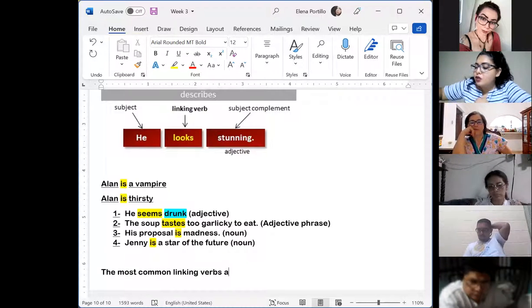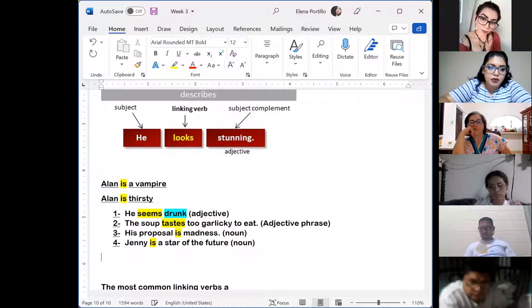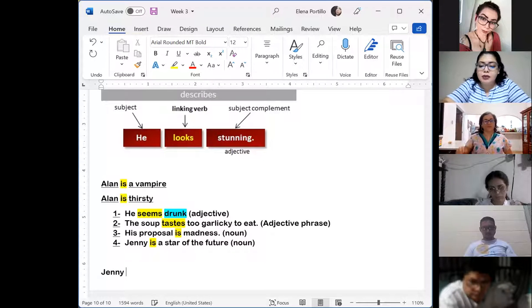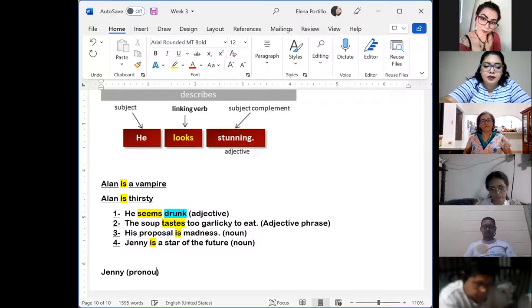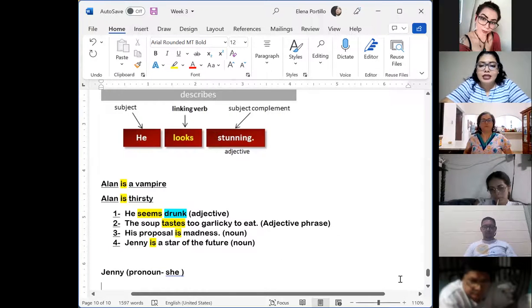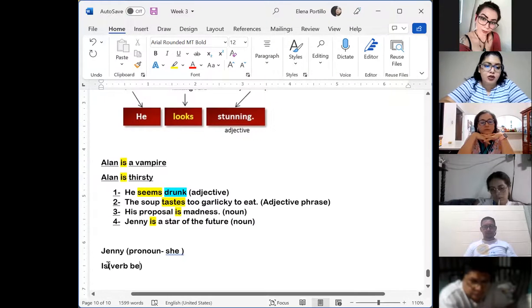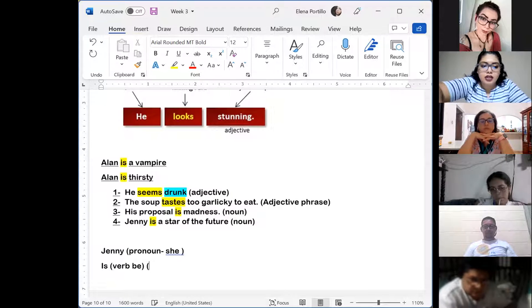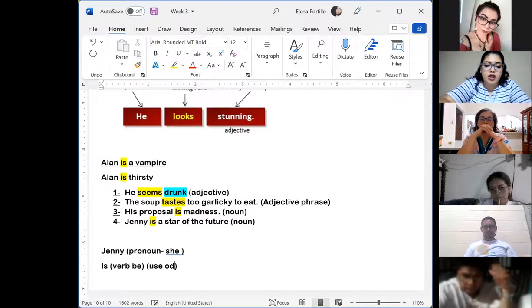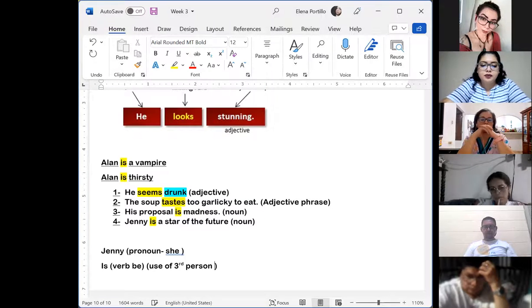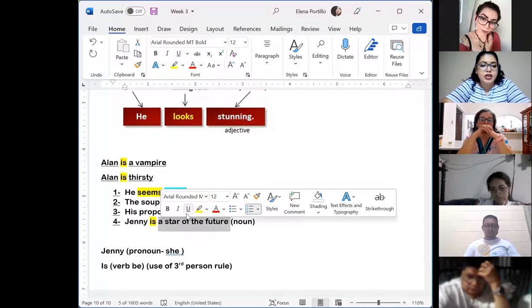Okay. We are going to divide this sentence, the number four. We have Jenny, that is a noun, but in this case, it's the pronoun, and is changing the she pronoun. Then we have the linking verb, in this case, is the verb is. That is the verb be. So in this case, the use of the third person rule. Then we have the complement. All of that is a complement.